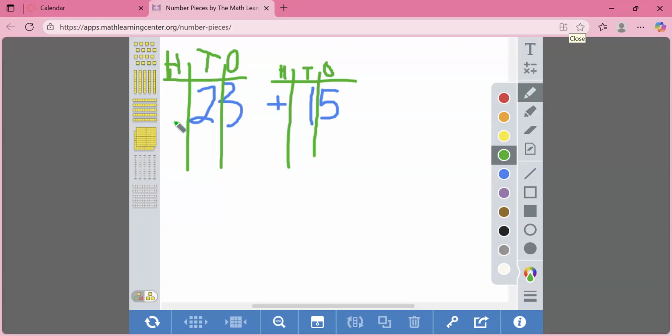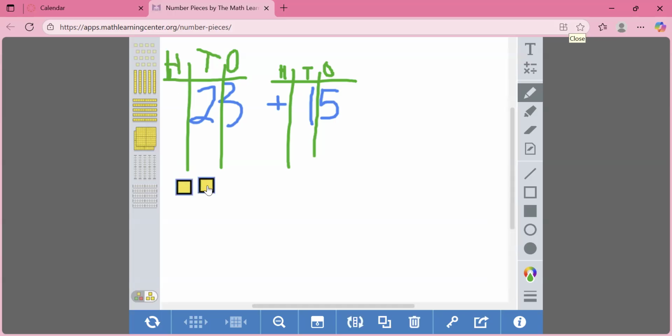3. Okay, so can you tell me which one of these would I use, the single ones, the 10 rods, or the hundreds? And how many of each? The single ones, and we need 3. Good job. So we would take 3 of the single ones.